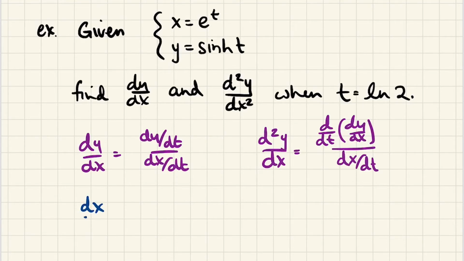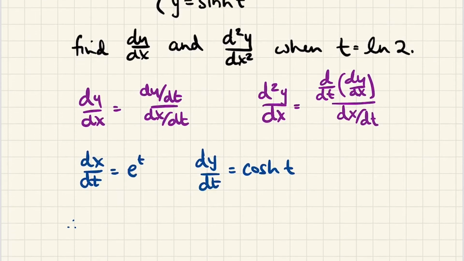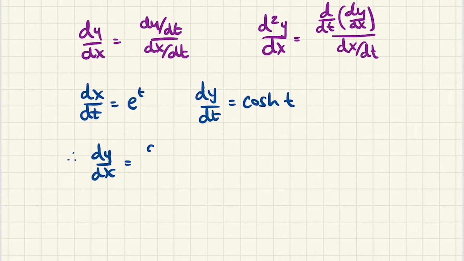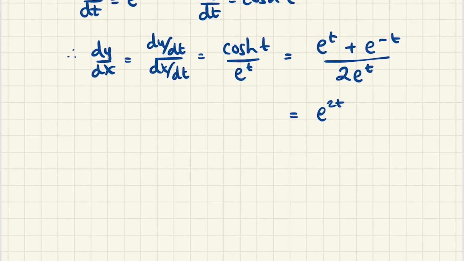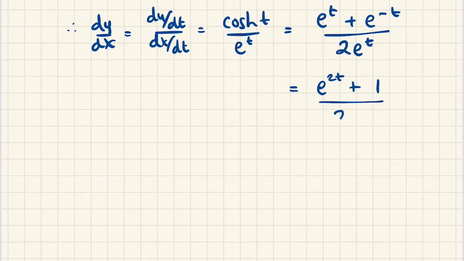So dx dt is, of course, just e to the t. And dy dt is cosh of t. So therefore, dy dx, which is dy dt divided by dx dt, is cosh of t divided by e to the t. And cosh of t is e to the t plus e to the negative t all over 2. So multiplying everything by e to the t, we get e to the 2t plus 1 over 2 e to the 2t. So this is our dy dx.